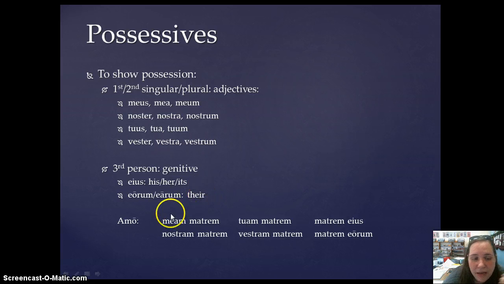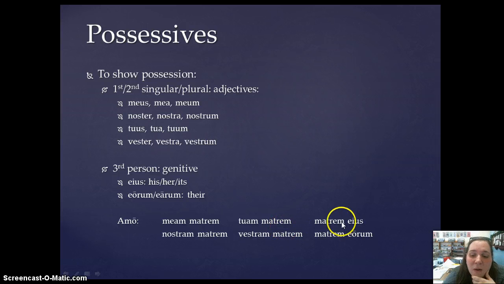Their whatever. So I have an example from the sentence. I'm going to say amo and then have a variety of direct objects, okay? So amo meam matrem. I love my mother. Amo nostram matrem. I love our mother. Amo tuam matrem. I love your mother. Amo vestram matrem. I love your mother when she's obviously the mother to more than one of you.